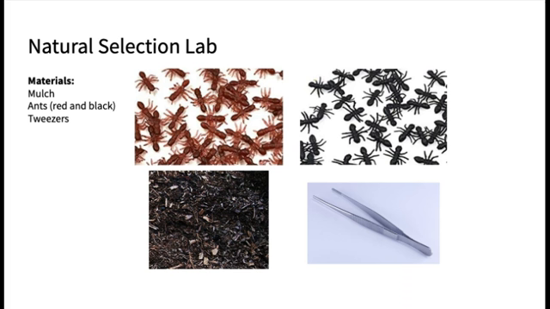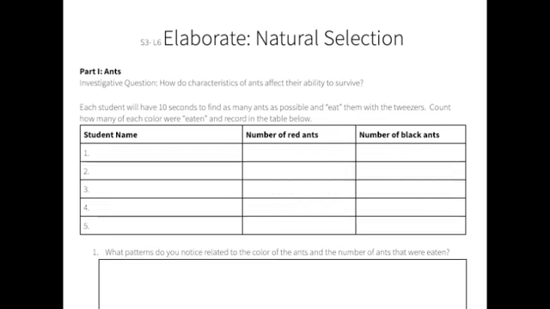You'll then distribute containers that have the black mulch, the red ants, and the black ants to each group. You'll give each group a pair of tweezers, explaining to them that they have 10 seconds to eat as many ants as they can. To simulate eating, students will use the tweezers to pull out different ants from the mulch. At the end of the 10 seconds, they'll count how many red ants they have and how many black ants they have. Conduct enough trials so each student in the group can have a chance to eat their own ants.